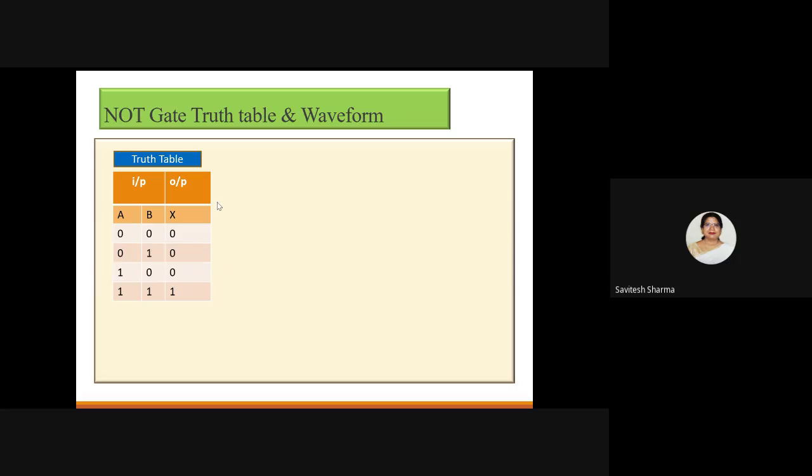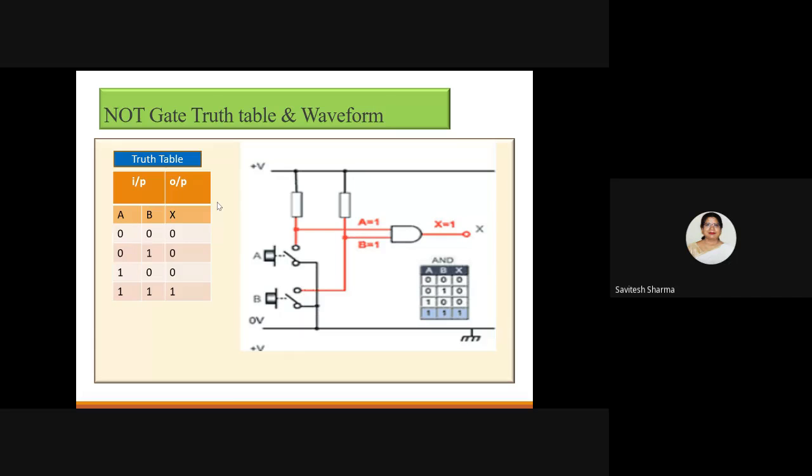So again you convert this truth table as positive logic and negative logic. Convert this table as a homework. So whatever I told you, I am showing you here.